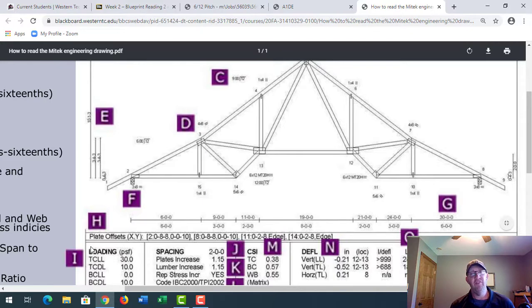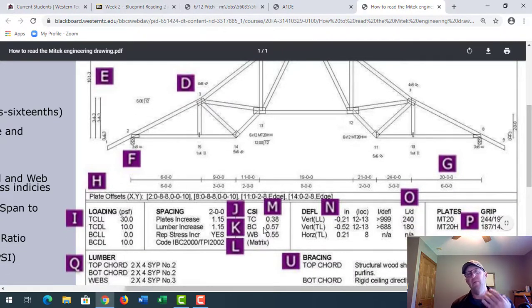If I need to know what the spacing of the truss is, truss spacing, that's going to be the letter J. As you can see, I'm going to things right away. I'm a little bit used to looking at these, but under the spacing heading, the truss spacing is going to be 2 foot on center. Okay, so that's an important category to kind of figure out.